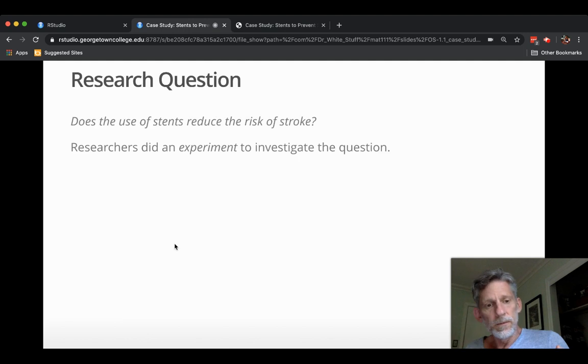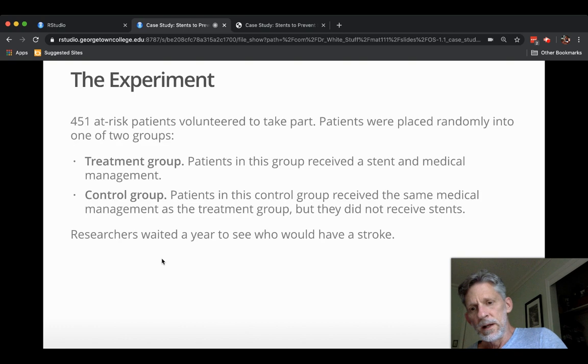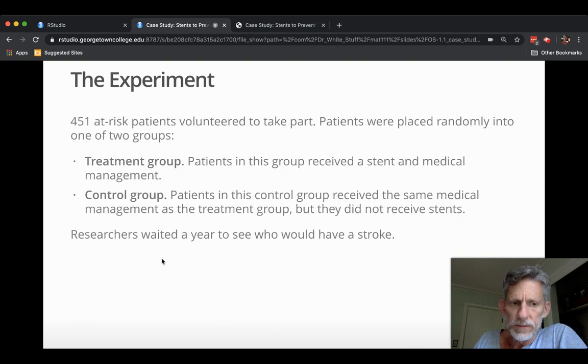And so doctors had a research question. Does the use of stents reduce the risk of stroke for people? And they set up an experiment to investigate the question. Now we're going to go into experiments in more detail in a later chapter. So this is just a quick blow-by of this one.